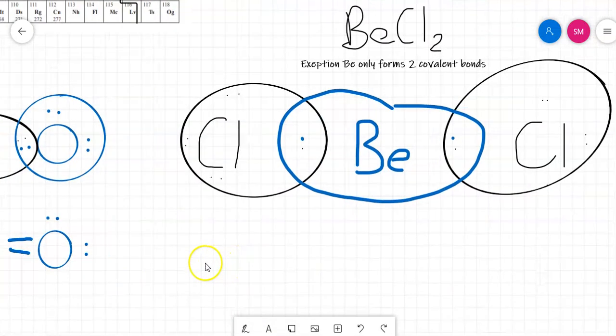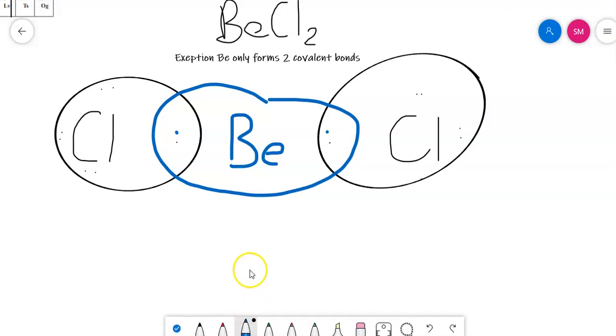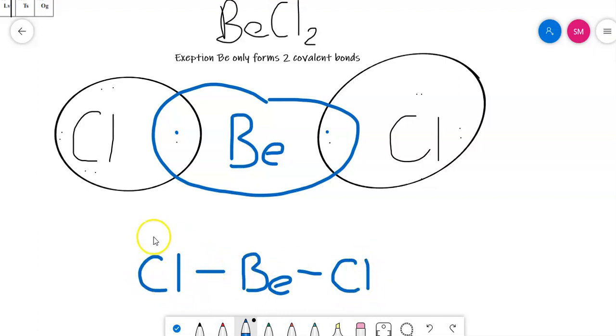When we're looking at this beryllium dichloride, we will get Be, and so for each of these shared pairs of electrons, we'll just draw a line, and then Cl, just like that. So draw a line, Cl. So that's how we would do it, and we need to draw the electrons around. This is easy to forget: drawing the electrons around the outer atoms. So that is one exception, that beryllium only forms 2 covalent bonds.